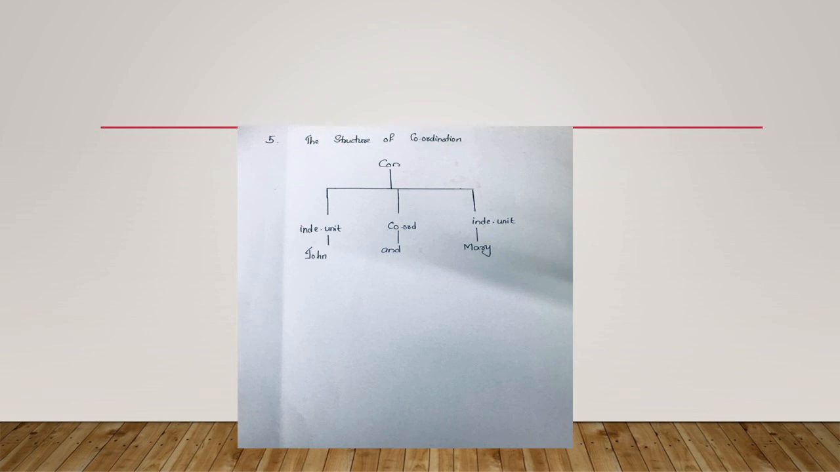So in all the four structures that we had discussed till now, we had used the binary cut, but in the structure of coordination, it cannot be the binary cut. This is an example of the multiple IC.